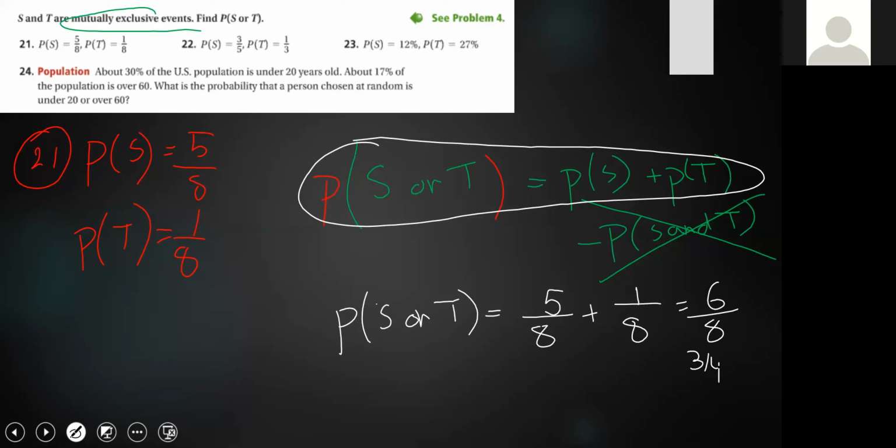Teacher, they are not mutually exclusive events. We are going to use just the probability of A times the probability of B, right? Wait, we will talk about them. For now, we talk about mutually exclusive events and how to find their probability. Okay. Now, let's see number 24.